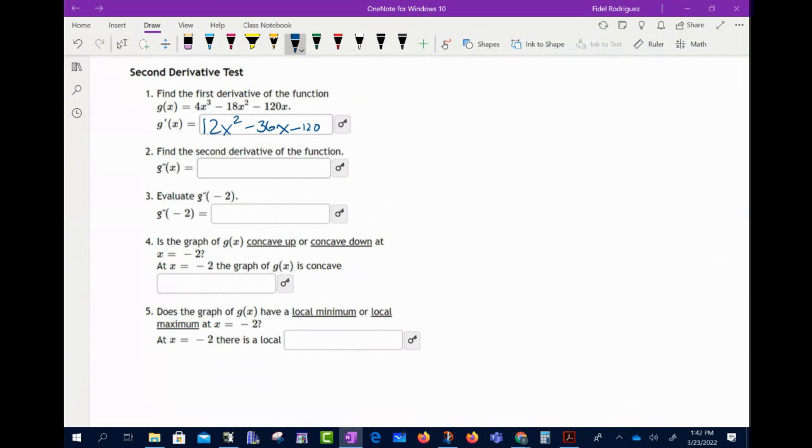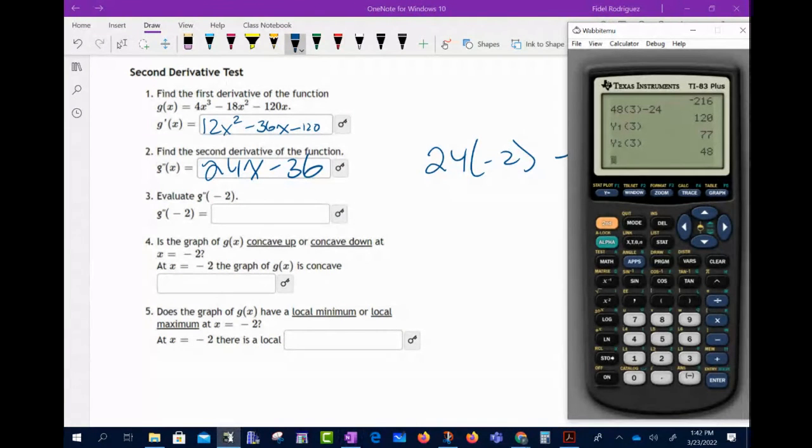let's take a look. What's the second derivative now? 24x, good. Minus 36, good thing, y'all. Okay, now we want to evaluate that at negative 2. Okay, so 24 times negative 2 minus 36, that's a negative 48 minus 36, negative 84.